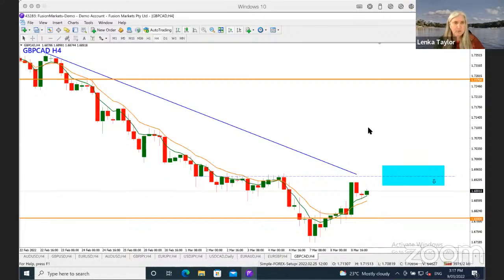Awesome. GBP CAD, I think we also took that trade last week. That was another 1, 2, 3. Took it up here maybe, probably last Wednesday or so, I can't remember now. But anyhow, another profitable trade there.